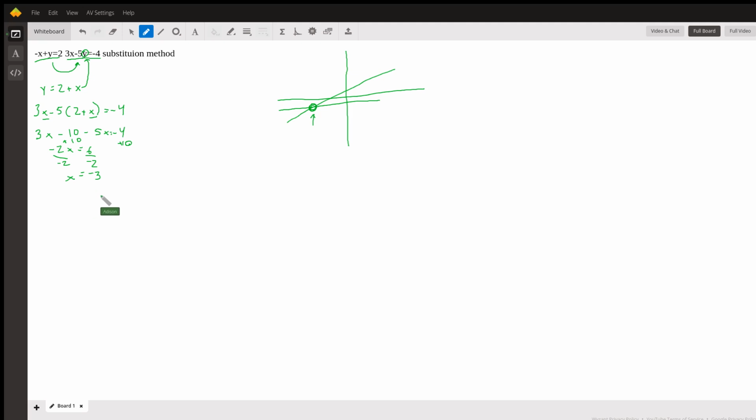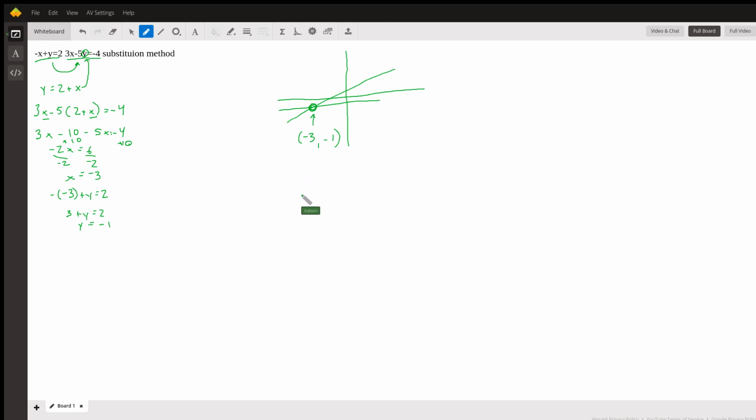So now we know what the x value of this intersection point is. We know it's negative 3. Now I'm going to plug negative 3 into the first equation, since it's a little simpler, and solve for y. So negative 3 plus y equals 2. Negative 3 moved over is positive 3, so y now equals negative 1. So our intersection point is (negative 3, negative 1).